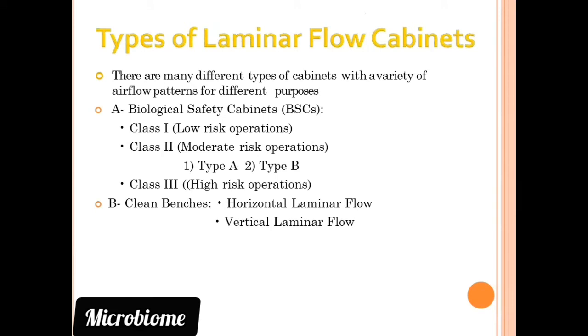Then next, types of flow cabinets. There are many different types of cabinets with a variety of airflow patterns for different purposes, but basically there are two main types: biological safety cabinets, abbreviated as BSCs, and clean benches. Biological safety cabinets are again categorized into three classes. Class 1 is used for low risk operations, class 2 for moderate risk operations, which is again of two types, type A and type B, and class 3 is used for high risk operations.